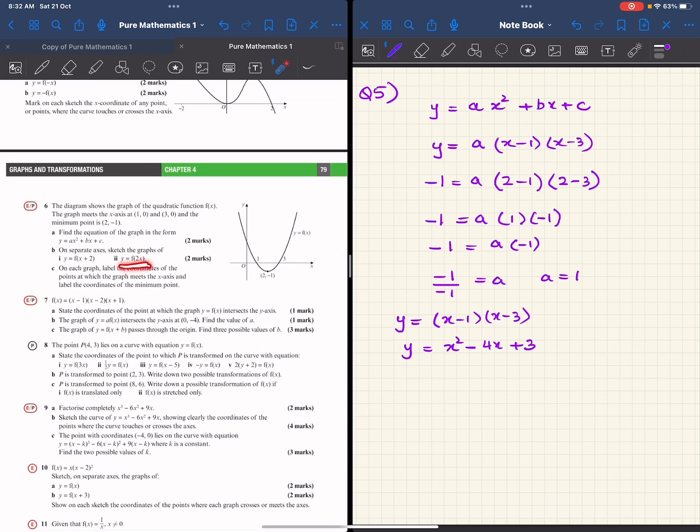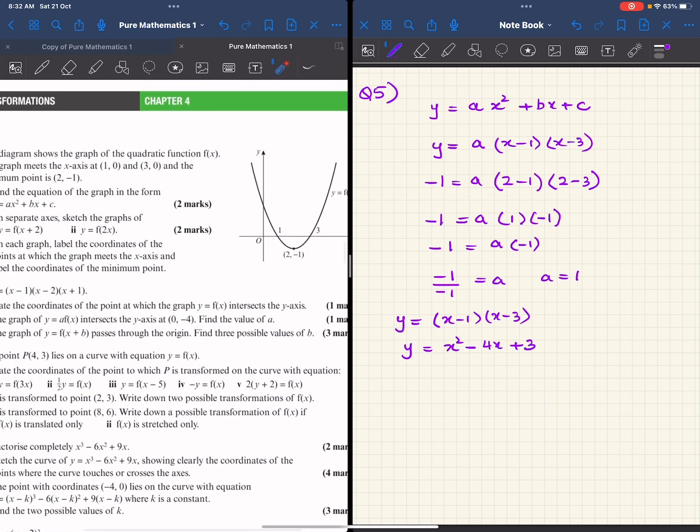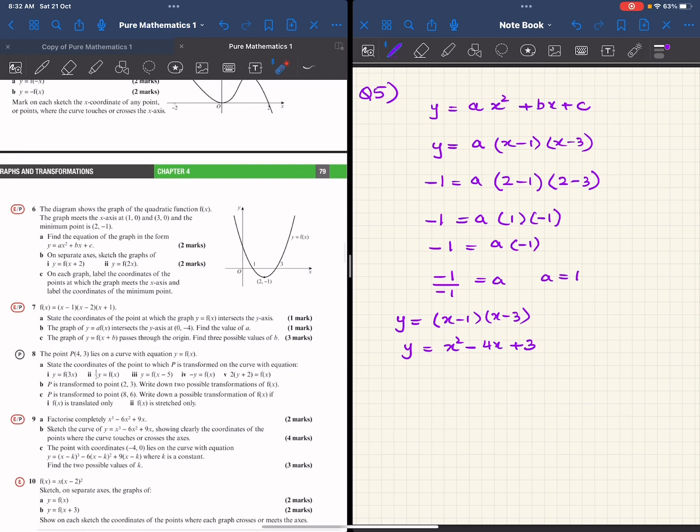Second is y is equal to f(2x). f(2x) means all the x coordinates are divided by 2. So the x coordinate here will become half, and the x coordinate here will become 1.5. And the x coordinate here will become 1. So this will pass through 0.5, 1 and 1.5.